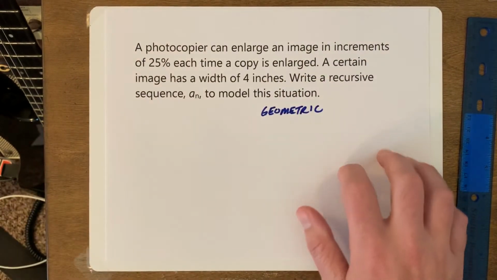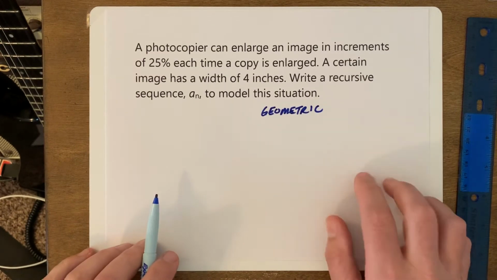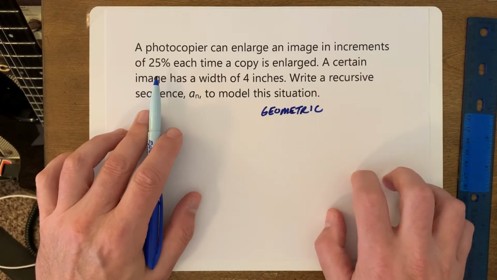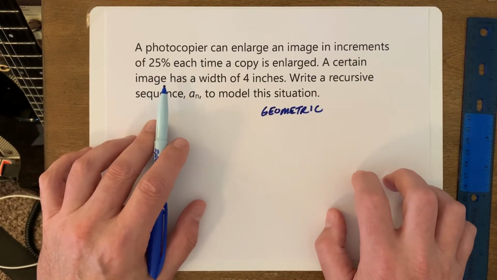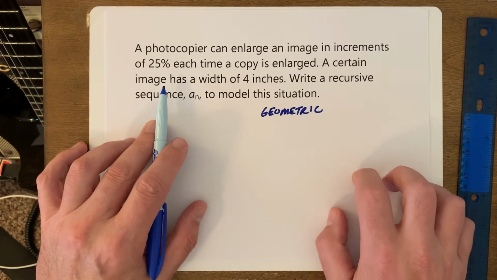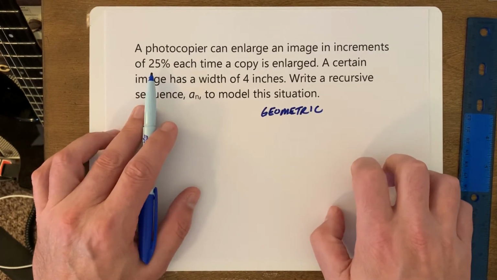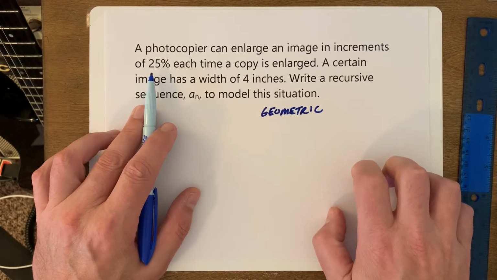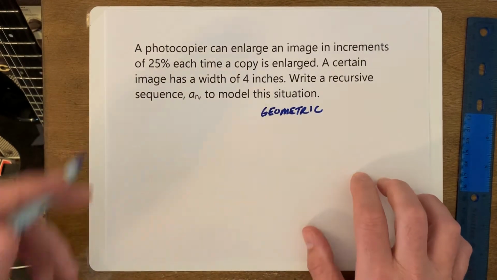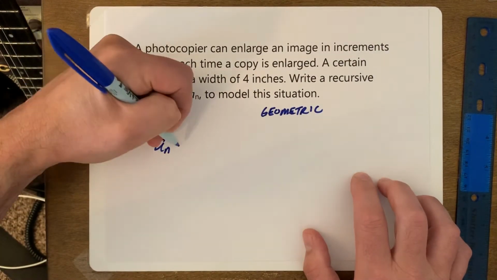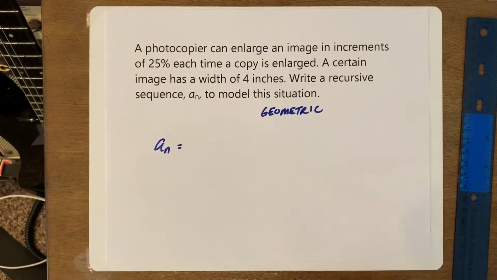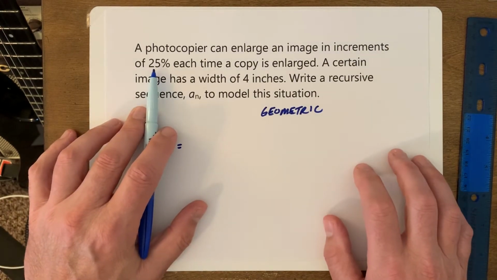So the reason why it's geometric is because every time you press that button on the copier, it's multiplying the dimensions of the previous picture or image by 25% more than it was before. So it is geometric. So a sub n is equal to, okay, now we have our last term, a sub n minus 1, but we're going to enlarge it by 25% each time.